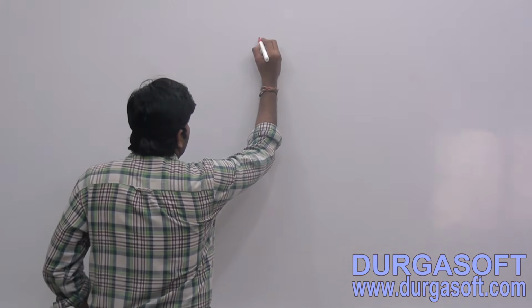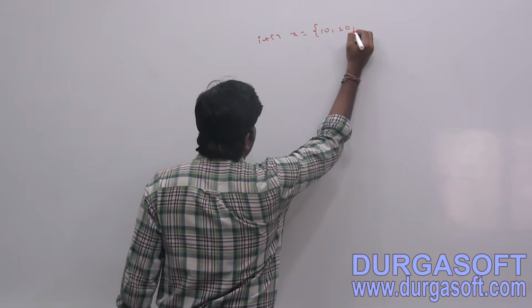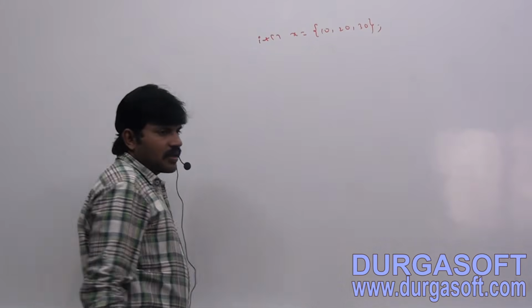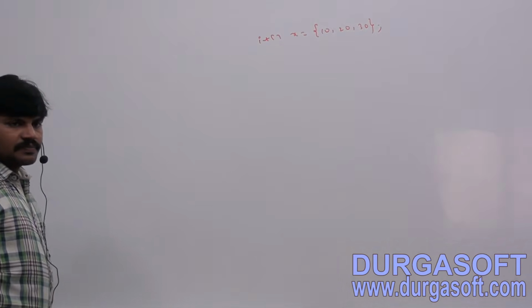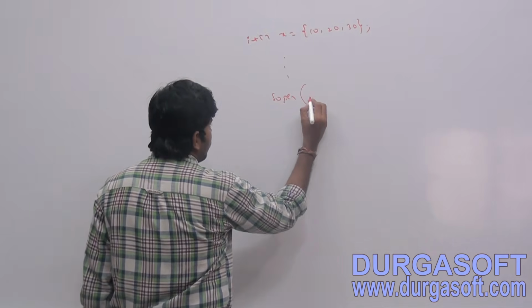Then immediately you may ask, suppose, sir, I am declaring an array: int array x is equal to 10, 20, 30. Can you tell what is the name of this array? X. Sir, can you please tell how many elements are there?